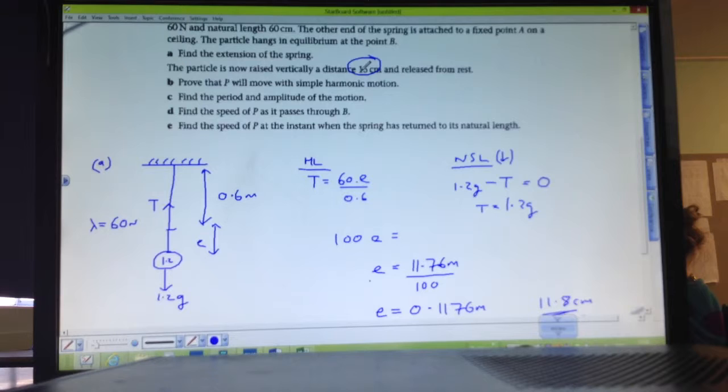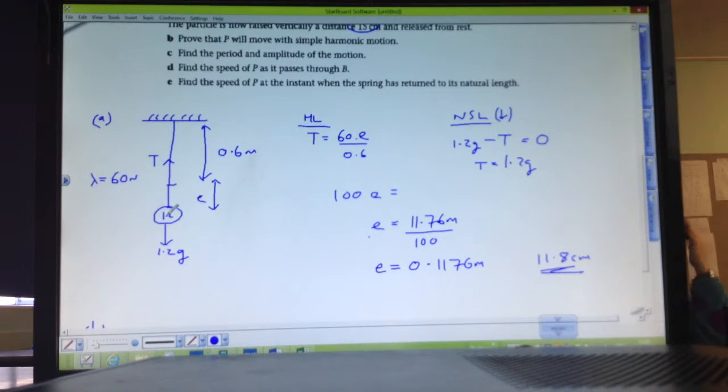Come on. That's where it's going to oscillate about. If I pull it away 15 centimetres, then what do I know? Amplitude. That's going to be the amplitude. Okay? It's going to go back and forth, back and forth. Right. So it says, prove that P will move in simple harmonic motion.